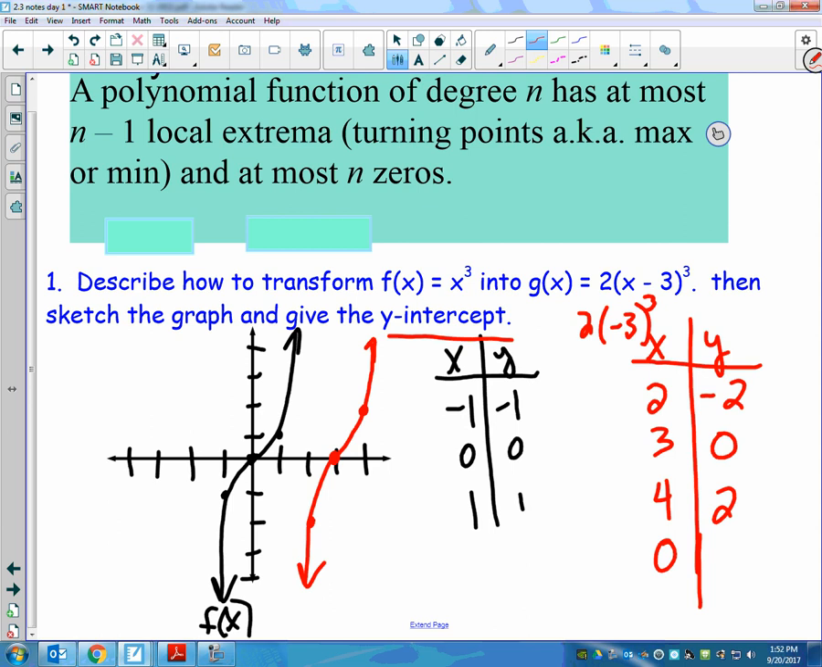Order of operations, I'm going to do my exponents first. So that would be negative 27 times 2, which means that that's not going to cross the y-axis until negative 54. So just a little reminder that you can find x and y intercepts without a graph.